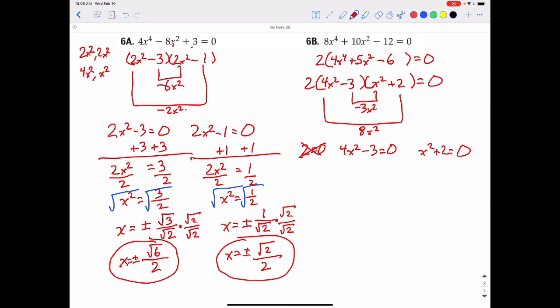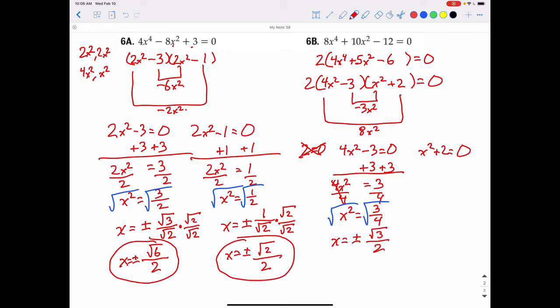And then I solve both of those for x, so I would add 3 to both sides. So 4x squared equals 3, divide by 4. That would give me x squared equals 3/4. And then do a square root of both sides. So x will equal, don't forget your plus or minus, square root of 3 is just the square root of 3. Square root of 4 is just 2.